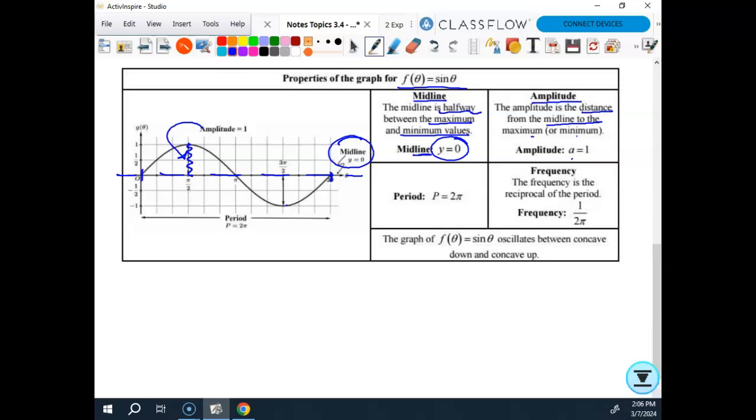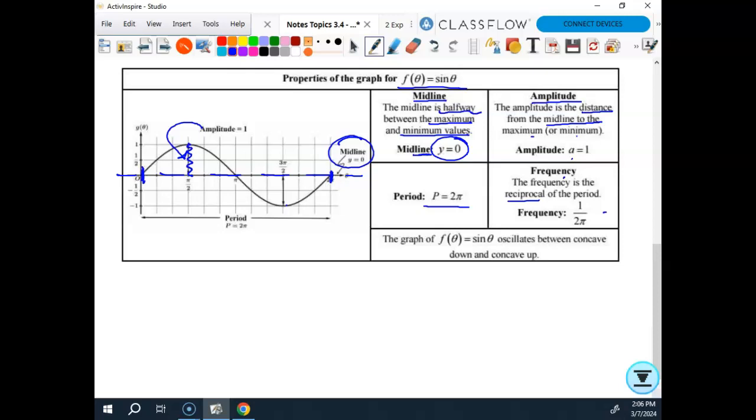Then we have the period. Now, we talked about periodic functions the other day. The period is how long it takes to go through one cycle. So again, we're going from 0 to 2 pi, just like on the unit circle for sine, for the parent function. So the period is 2 pi. The frequency, we'll talk more later about what frequency means. Right now, I just want you to know how to find it. Frequency is just the reciprocal of the period. So if the period's 2 pi, frequency is 1 over 2 pi.